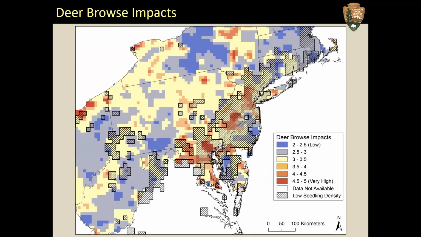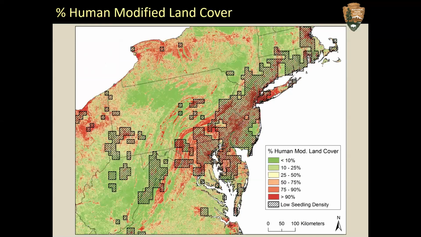And then another important predictor was the percent of human modified land cover. This is at a 300 meter scale, or 300 meter resolution. It was also an important predictor of low seedling densities.